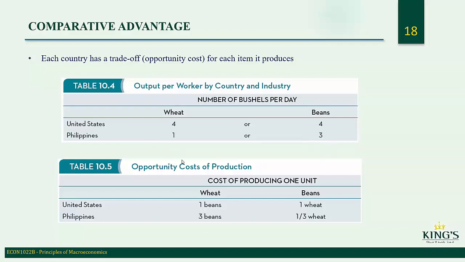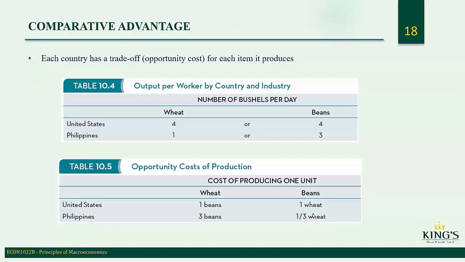Okay, so in this example, we can see different opportunity costs here, and again, the Philippines is not good at making wheat, right? So when they're not good at something, you see that the opportunity cost is very high, and that's what we're seeing here. The opportunity cost for them of growing wheat is very high. They would be giving up 3 units of bean, whereas in the United States, they would only be giving up 1 unit. Now, in terms of beans for wheat, again, the Philippines would only be giving up 1/3 of wheat.